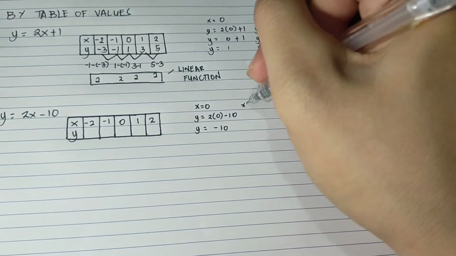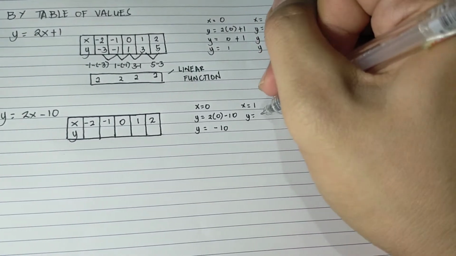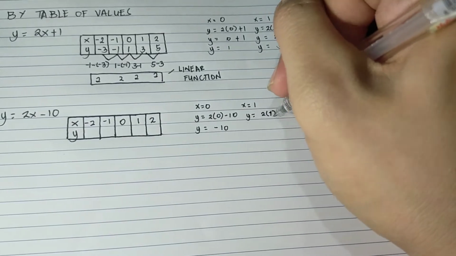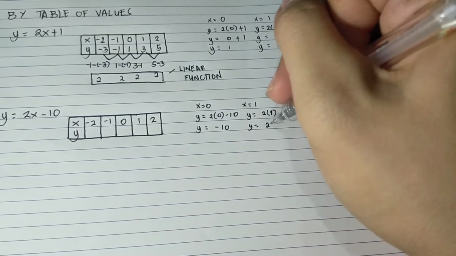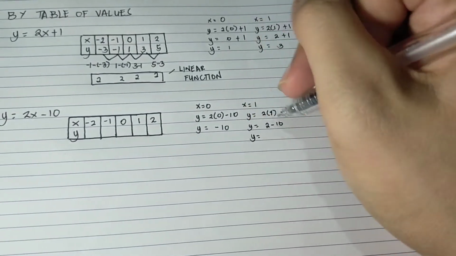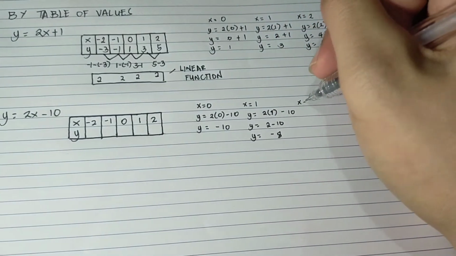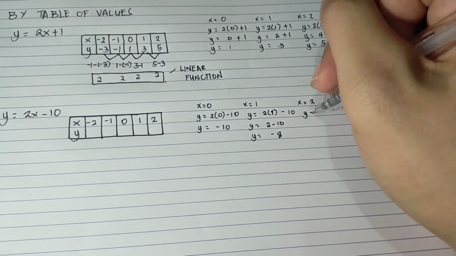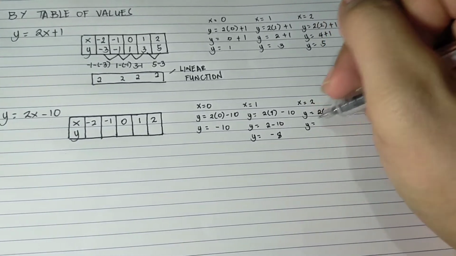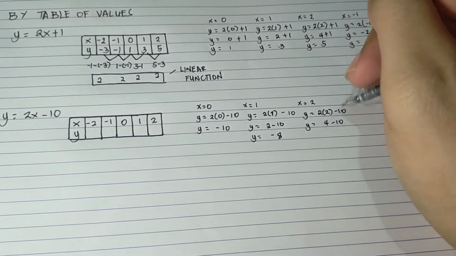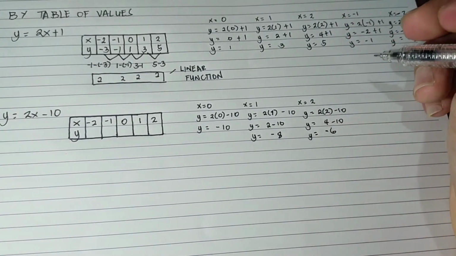How about if x is 1? If x is 1, y is equal to 2 times 1 minus 10. So, y will become 2 minus 10. And 2 minus 10 is negative 8. What if the value of x is 2? So, y is equal to 2 times 2 minus 10. Y is equal to 4 minus 10. Therefore, y is equal to negative 6.